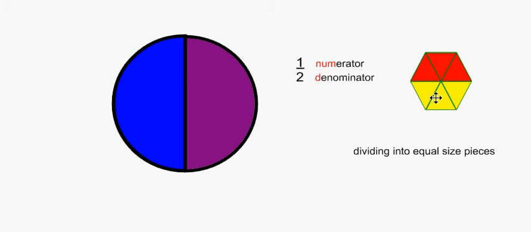So I have 1 out of 2. I have 1 shaded in of the 2 pieces. And that's the most common way of thinking of parts of the whole.